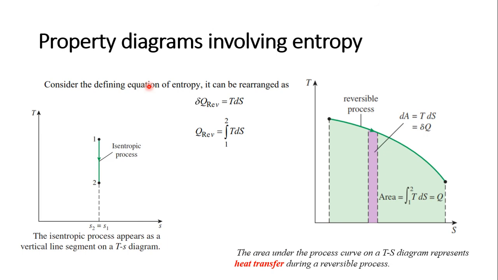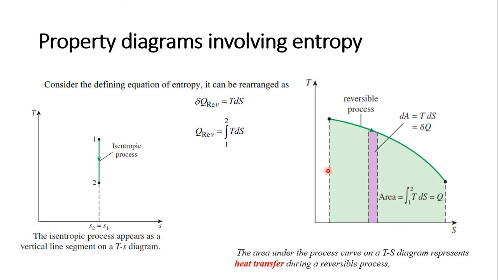Now, what are the property diagrams involving entropy? This property diagram we have already seen in module number 1. What is that diagram? The TS diagram. There is one more diagram, which is known as the HS diagram. We will see it later in properties of pure substance. So here we will only study the TS diagram. Property diagrams involving entropy means there will be one more diagram, that is the HS diagram, which we will see afterwards.